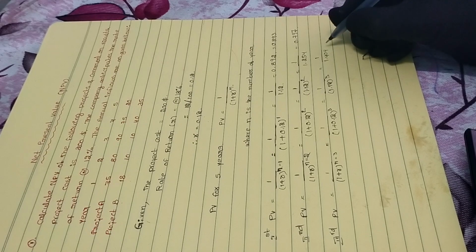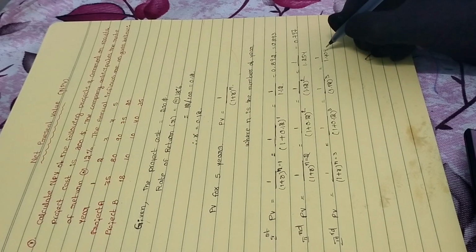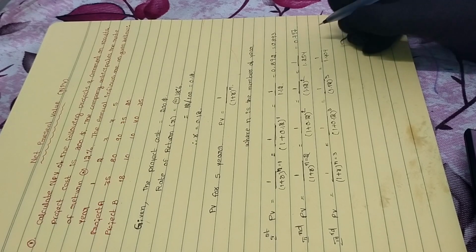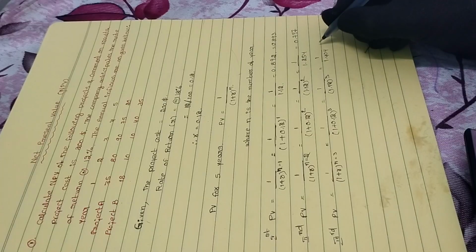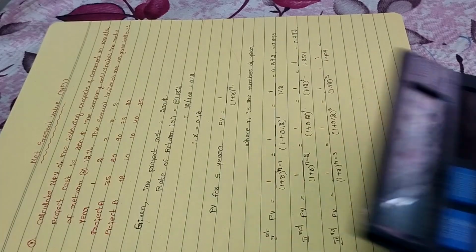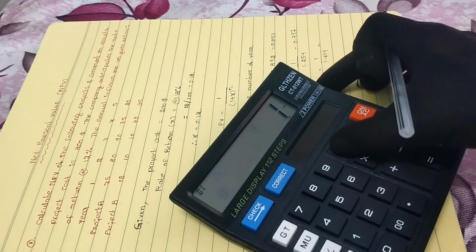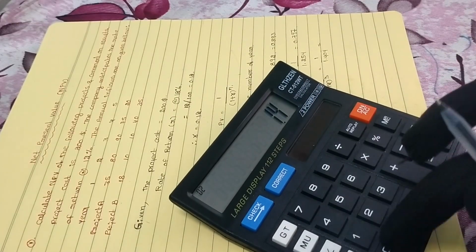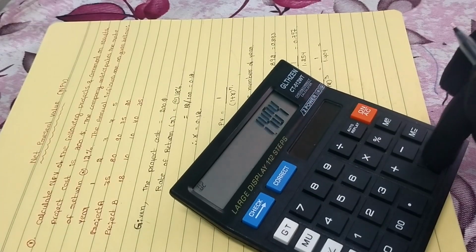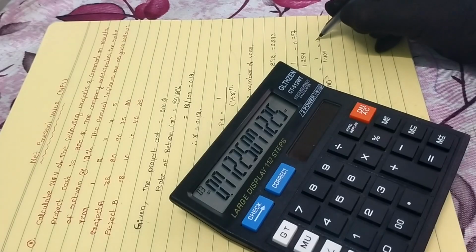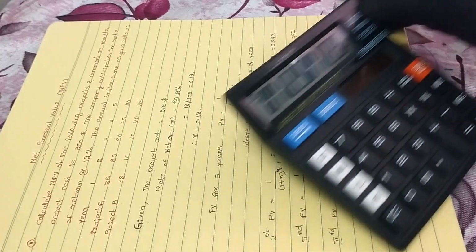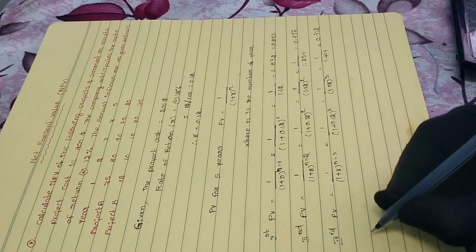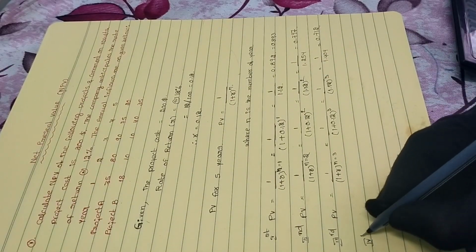1.12 into 1.12 into 1.12, which is equal to 1.404. After 4 there is 9. Even you can write 405 also. So I am taking 404 as usual. Then 1 divided by 1.404, which is equal to 0.712. Okay, third year also we have calculated. Likewise, we have to calculate for all the years.